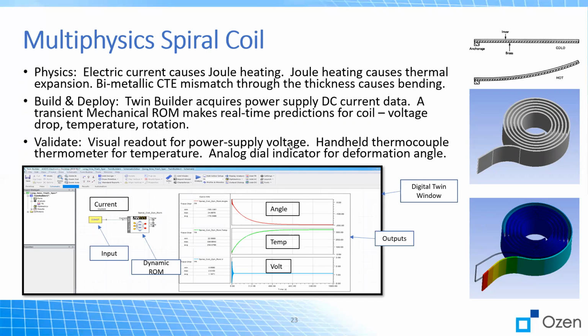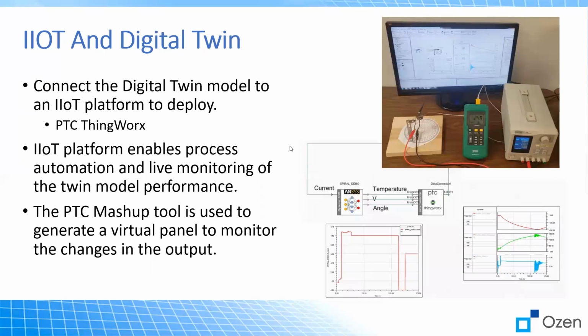We created a model of this spiral in Mechanical, and then we created a ROM out of it. And again, similarly, we deployed it on Thingworx. Here is the whole setup. As you see, there is a power supply, and then this is a coil. We measure the angle, we measure the temperature, and of course, the measurement of the voltage is also already on the device, so we can see it.